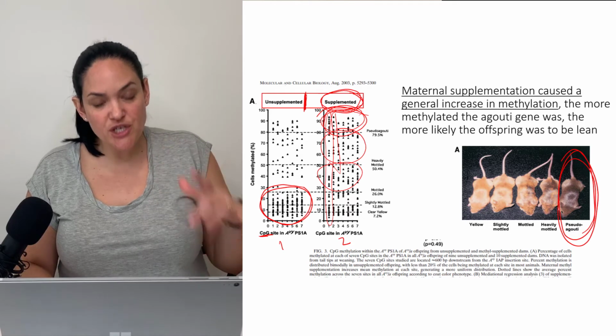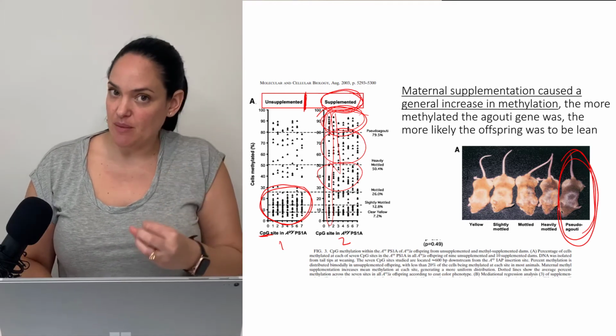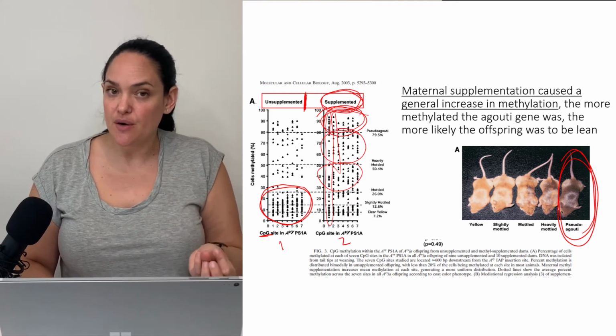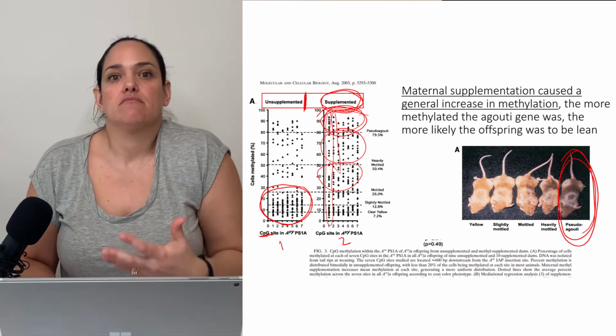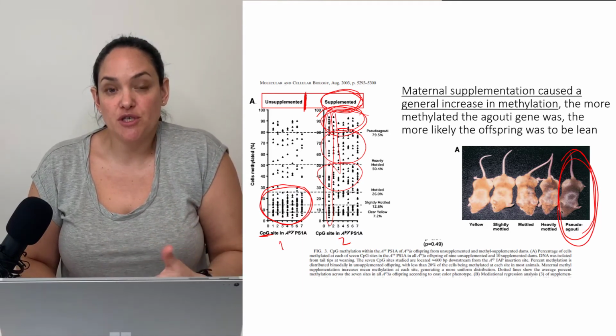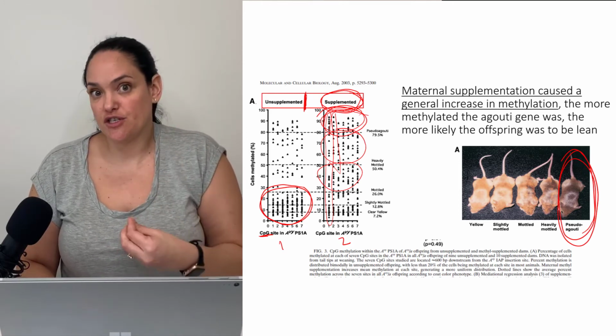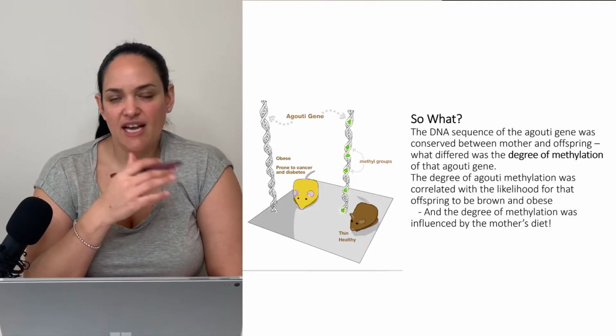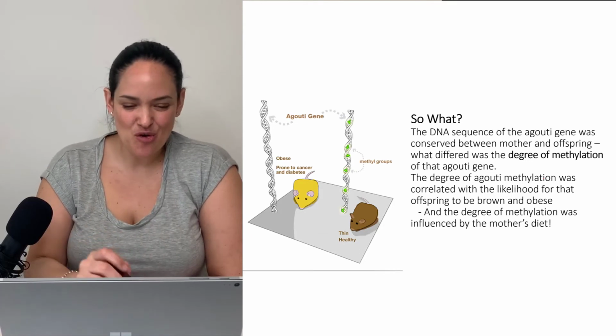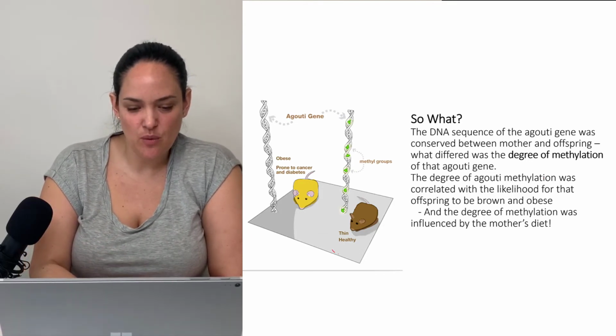Which again suggests that there's something going on in the epigenome that's affecting perhaps gene transcription or gene translation and the production of that gene product. And this slide just summarizes that same thing over again, but shows it in a different way.